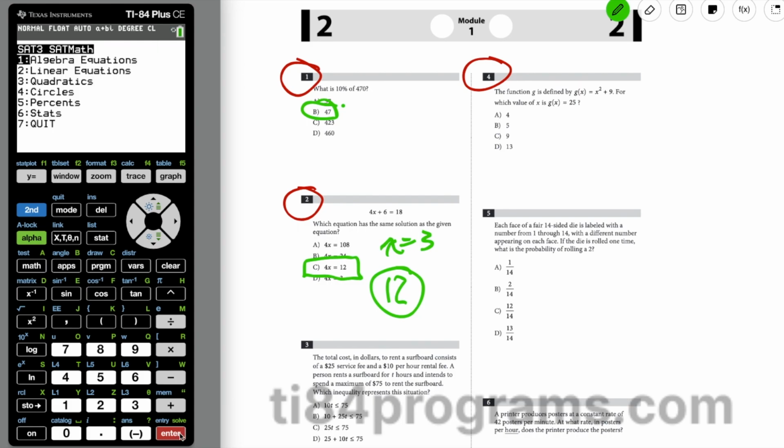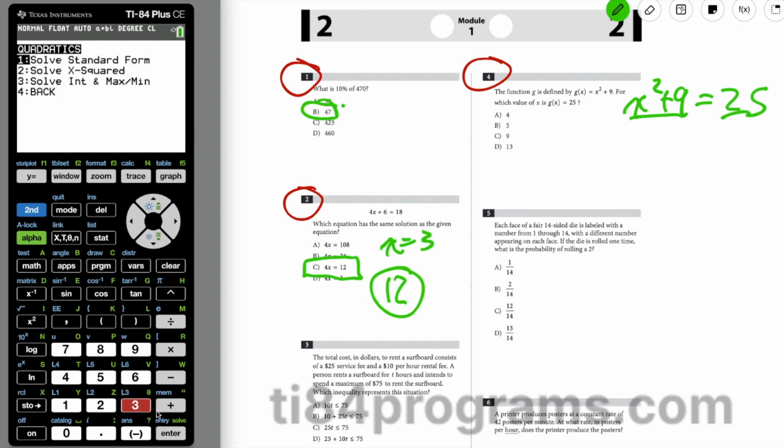Okay, now, question 4. We have x squared plus 9 equals 25. So what we're saying is g of x equals this and g of x equals that, so we're going to say this equals that: x squared plus 9 equals 25. So we're going to go to quadratics. And then we're going to go to solve an x squared equation.